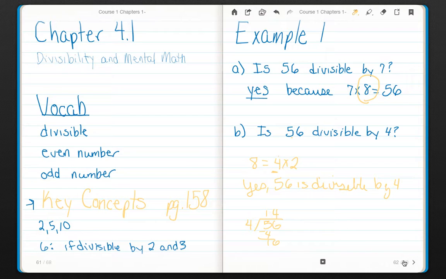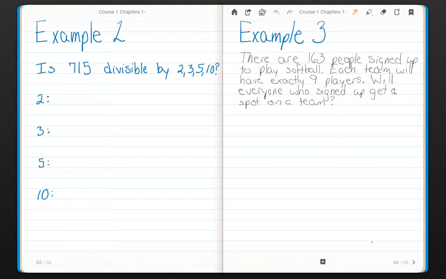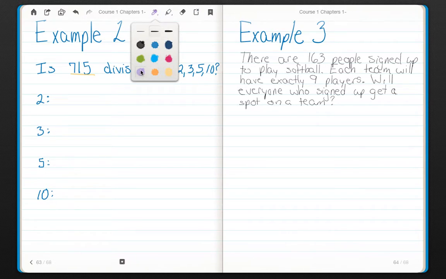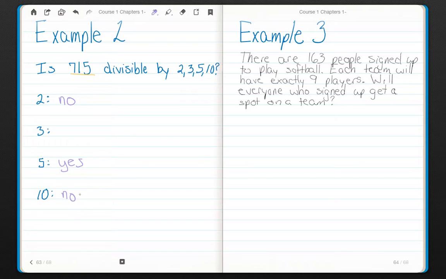All right, let's take a look at example 2. Is 715 divisible by 2, 3, 5, and 10? So when you are answering questions like this in your work today, I would like you to write the original number. I would like you to write all of the numbers that you are testing by so that you can then answer. Well, 715 is odd, so I know it is not divisible by 2. It ends in a 5, so I know it's divisible by 5. But it ends in a 5, not a 0, so I know it's not divisible by 10.